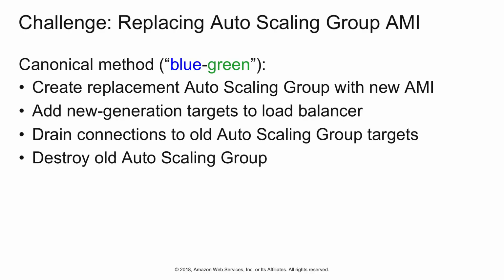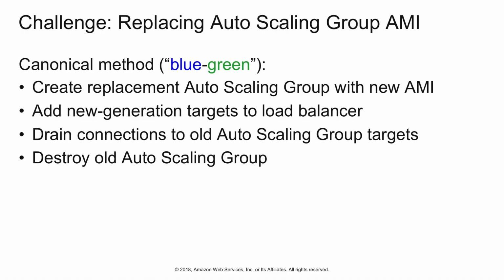So there's a canonical method that a lot of people call blue-green. In the blue-green canonical method, suppose that you already have an autoscaling group with a particular AMI. It's humming along, it's working great. And then you need to replace that AMI on that cluster. So with the canonical method, which is recommended by just about everybody, you create a new autoscaling group with the new AMI. You add the new targets for that new autoscaling group to your existing load balancer. You drain the connections from the old autoscaling group targets, and then you destroy the old autoscaling group. Makes sense, right? It's very straightforward, very simple.